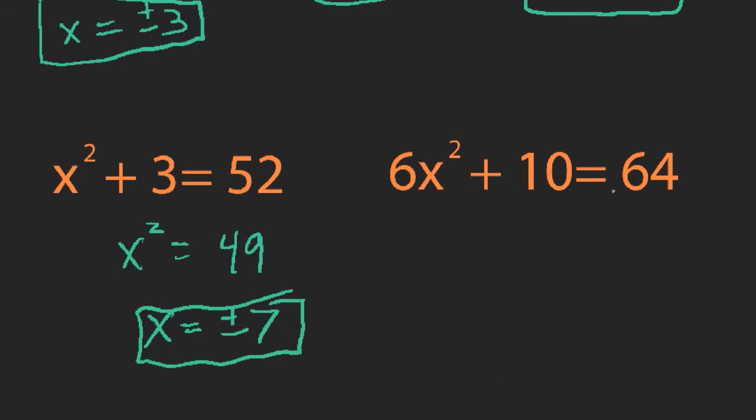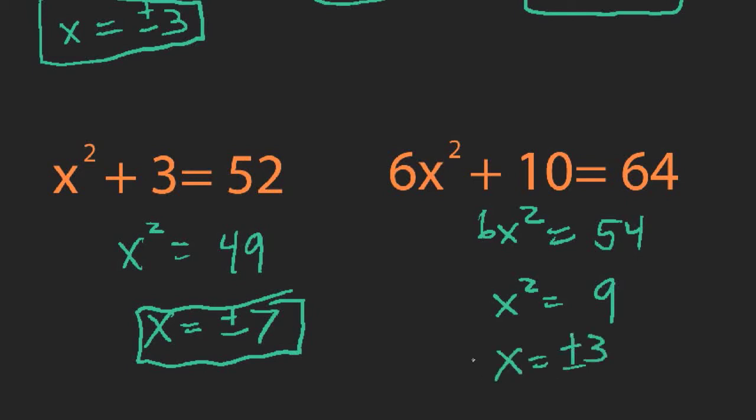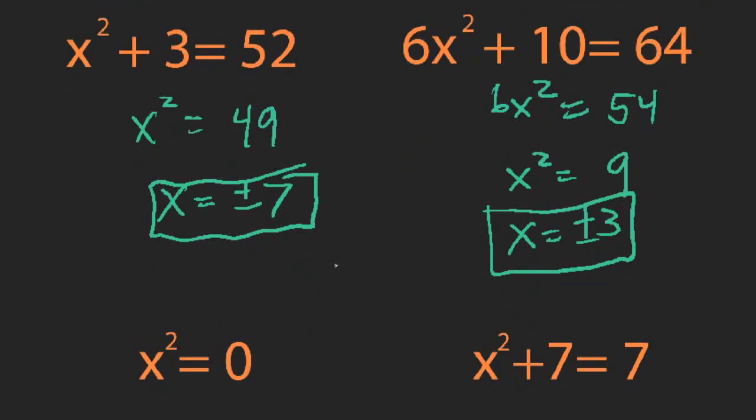6x squared plus 10 is 64. So a couple more steps to do here. 6x squared equals 54. I just subtract 10 from both sides. Now divide both sides by 6. I get 9. That's 54 divided by 6. And now plus or minus the square root. We get that x equals plus or minus 3. Okay, so you get used to this when you do it a few times. But often we're getting two solutions here.